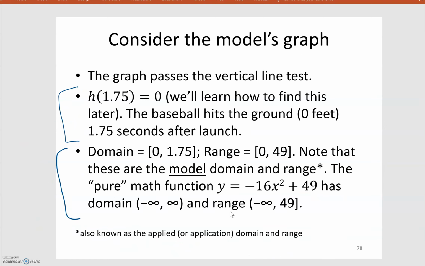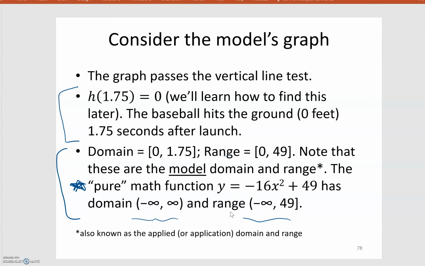So going back to this slide, I've sort of moved into talking about domain and range already. I guess the only thing that we should mention is this last sentence right here, the pure math function, domain and range. So what is that talking about?